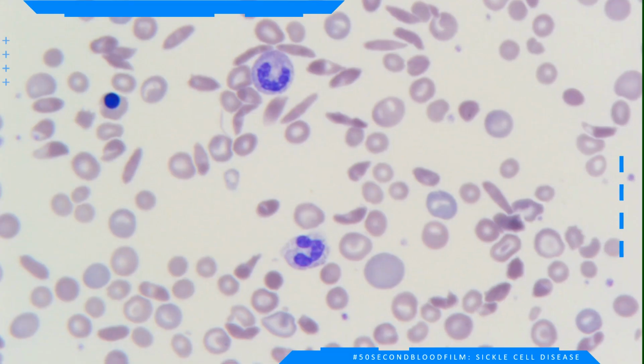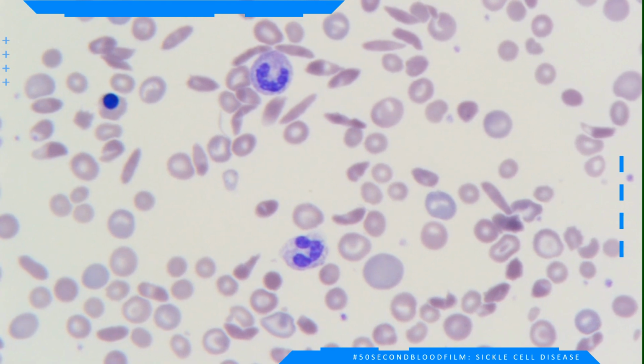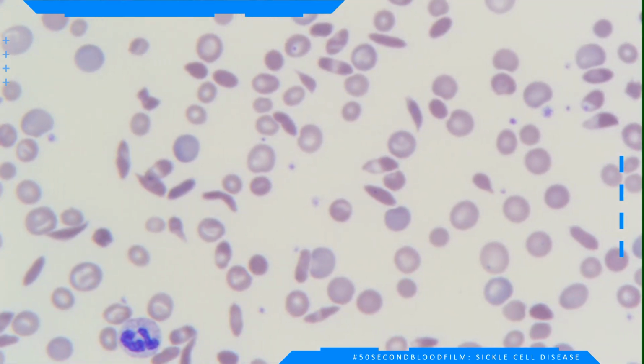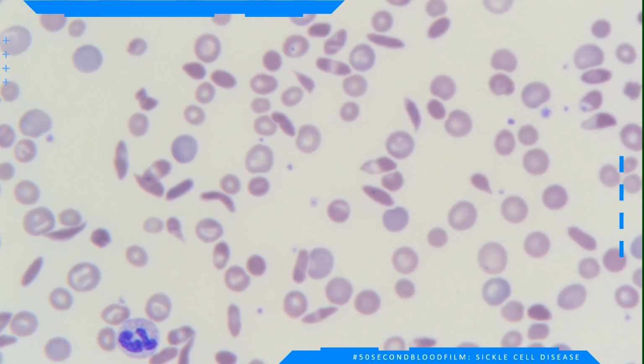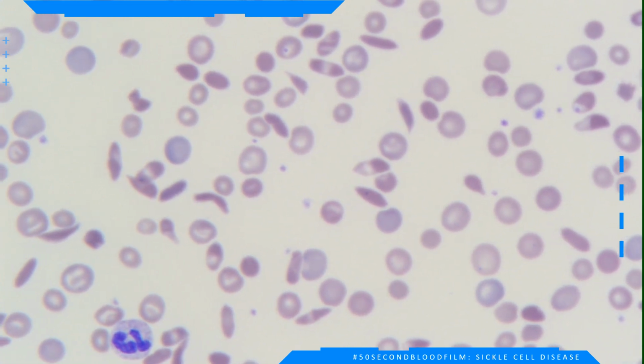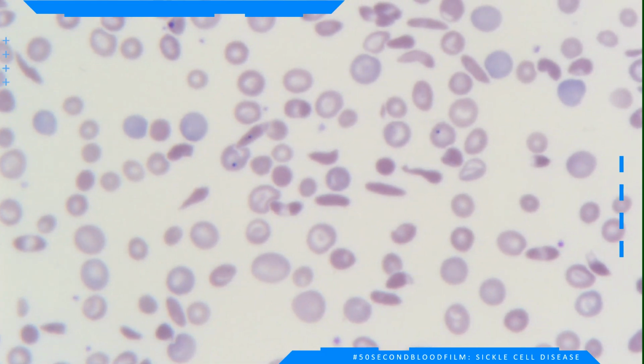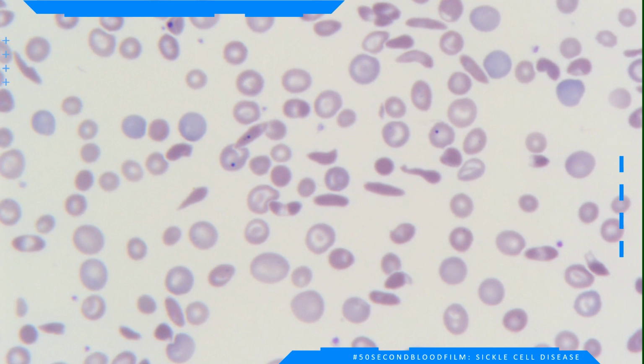This blood film is from a patient with sickle cell disease. As you can see, there is marked anisopoikilocytosis, meaning a variation in the size and the shape of the red cells. There are many sickle cells present, spherocytes, target cells, and even some Howell-Jolly bodies within some of the red cells, indicating decreased functioning of the spleen.